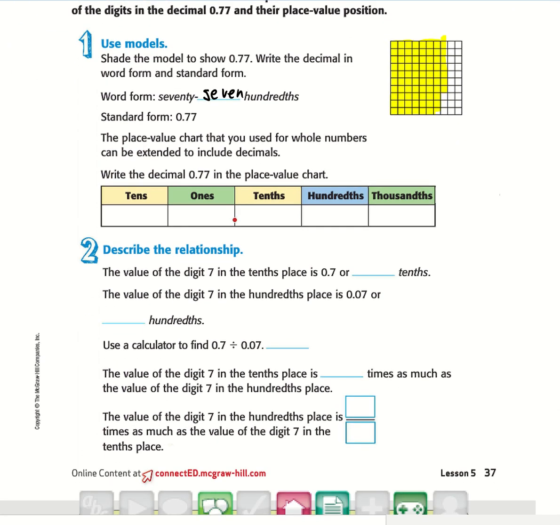So the place value chart, which can be used for whole numbers, can extend to include decimals. Since this is a decimal, in our ones place we're just going to put 0. We have 77 hundredths.